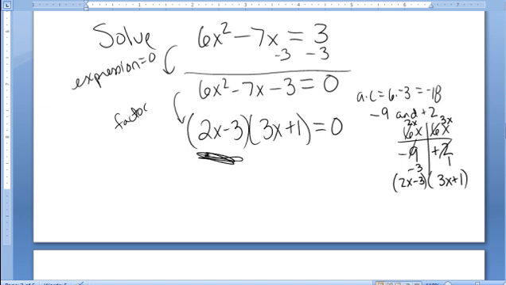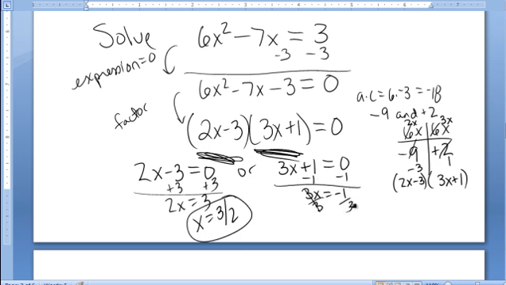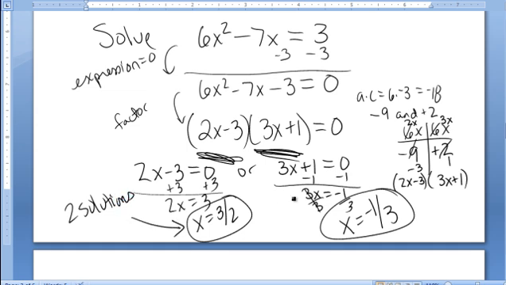Now I have expression times expression equals 0. So it must be the case that either 2x minus 3 equals 0, or it could be that 3x plus 1 equals 0. Solving for x, I have 2x equals 3, or x equals 3 halves. The other answer, I subtract 1 on both sides, so 3x is negative 1. Divide by 3, x is negative 1/3. So my two solutions this time are x equals 3 halves and x equals negative 1/3.